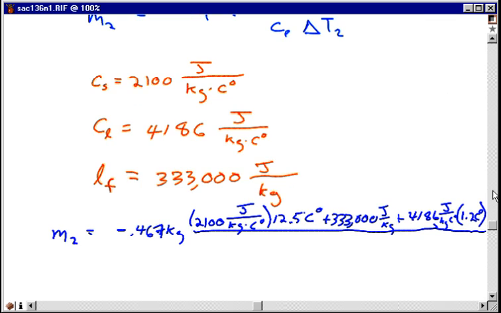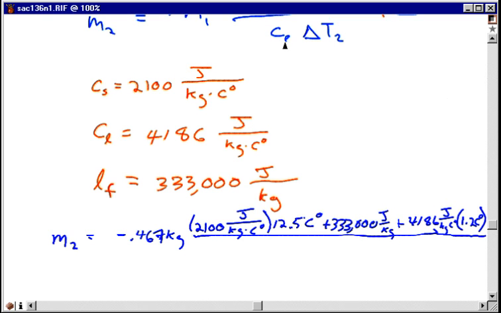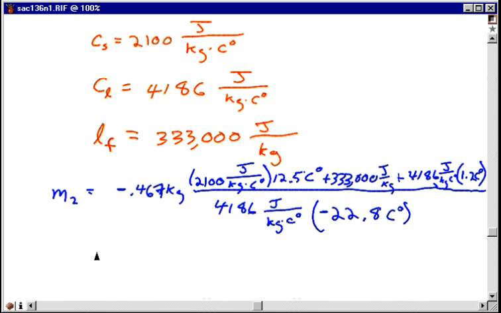And then down in the denominator, I got Cl, which is the 4186 again, joules per kilogram Celsius degree, and then times delta T2, which was that negative value, went from 24 down to 1.2, minus 22.8 Celsius degrees. Evaluating that, we find M2 to be 1.78 kilograms, according to my calculator.